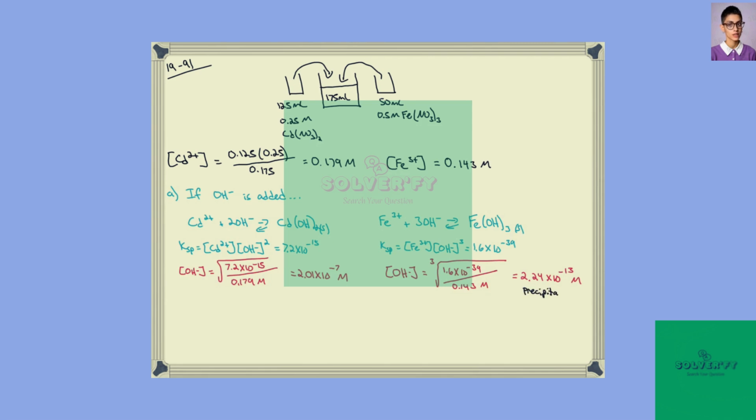So it becomes obvious that iron 3 plus requires a much smaller hydroxide concentration for precipitation to begin than the cadmium 2 plus. So iron 3 plus will precipitate first. The way to separate these cations would be to slowly add in some hydroxide to initiate the precipitation of iron 3 plus, but keep the hydroxide concentration below 2.01 times 10 to the negative 7 in order to prevent the cadmium 2+ from precipitating.